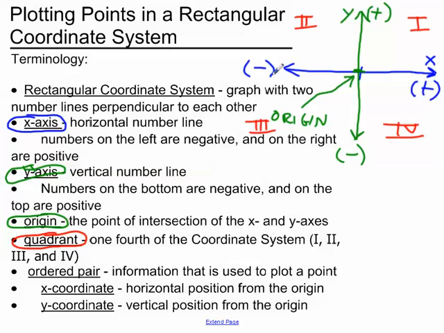Keep in mind that the number lines are not on any quadrants. So the green y-axis and the blue x-axis are not in any quadrants. The quadrants are just the open spaces that don't have the x-axis or the y-axis in them.